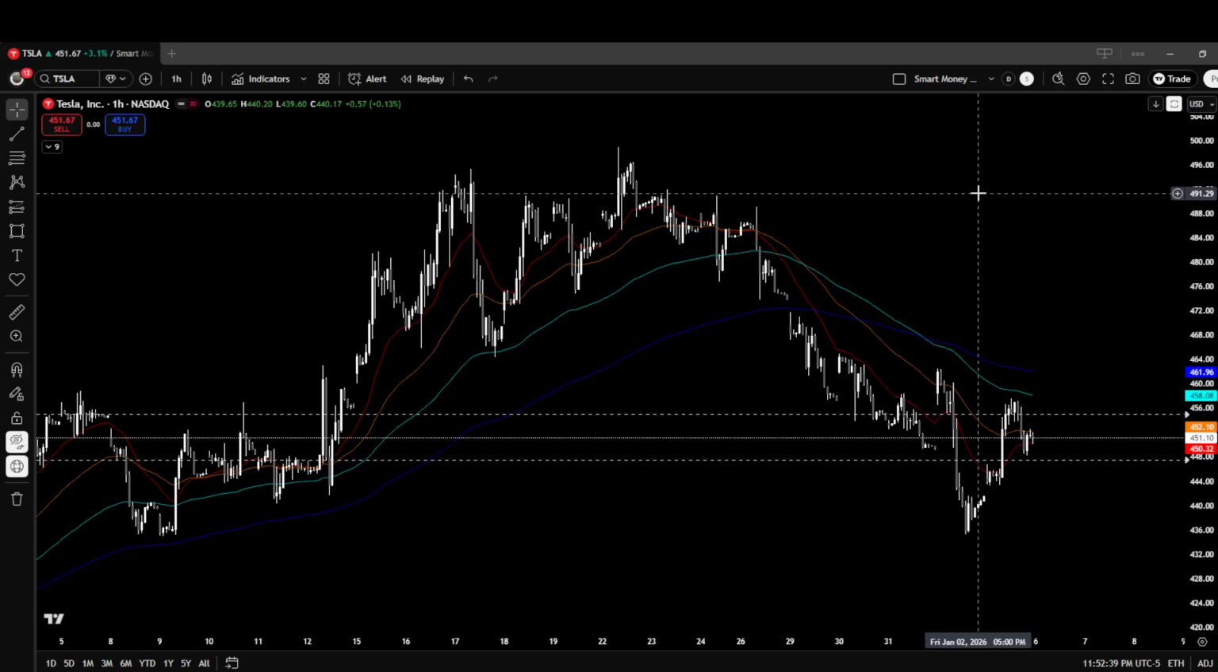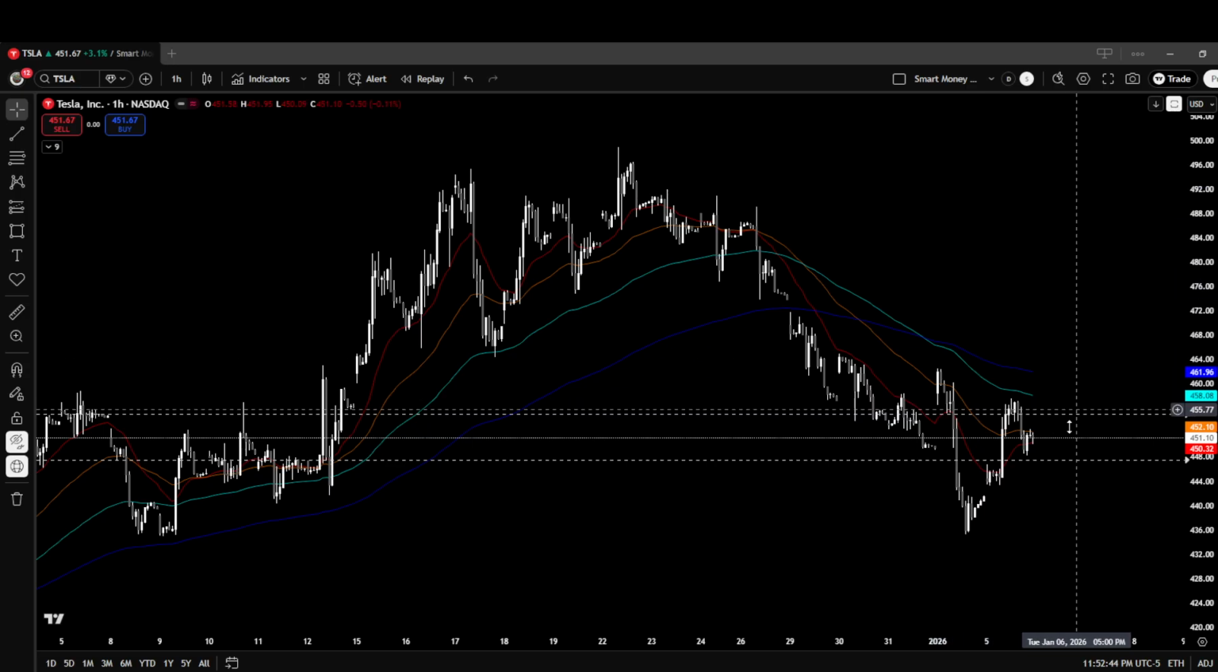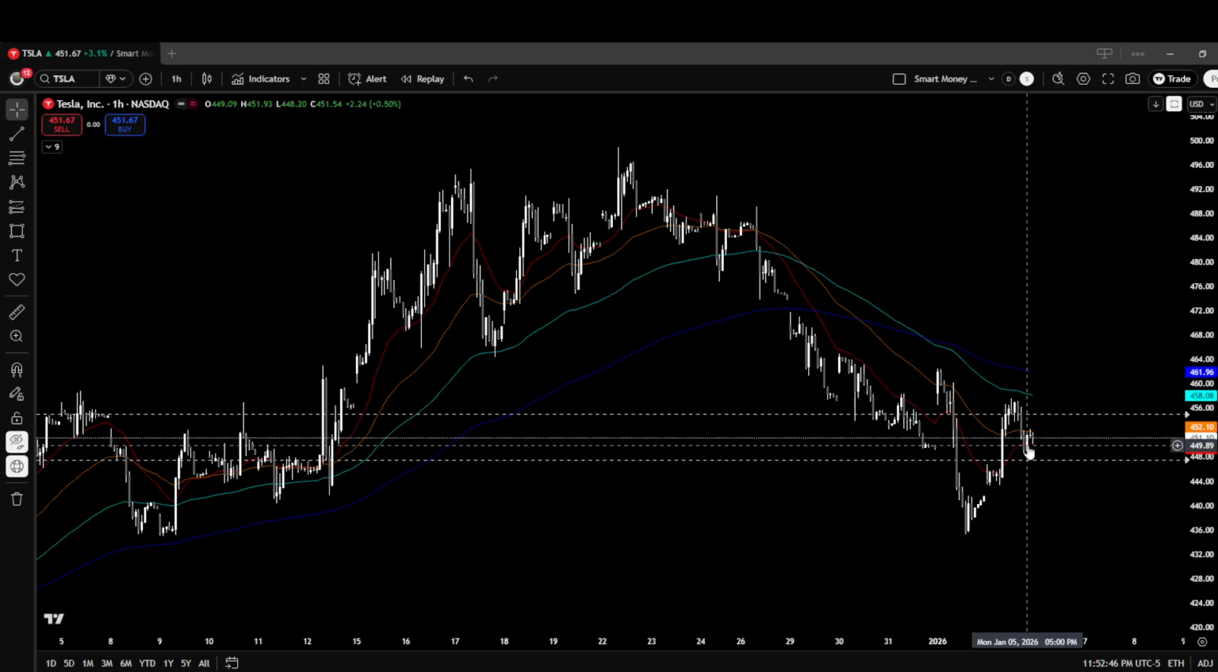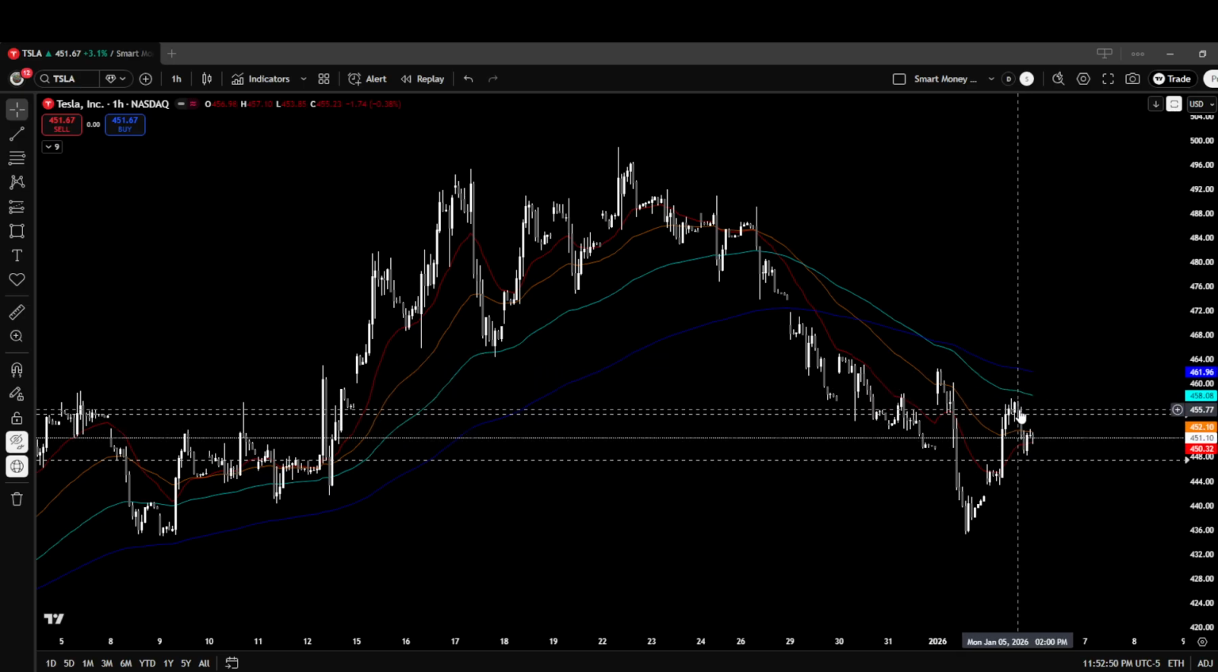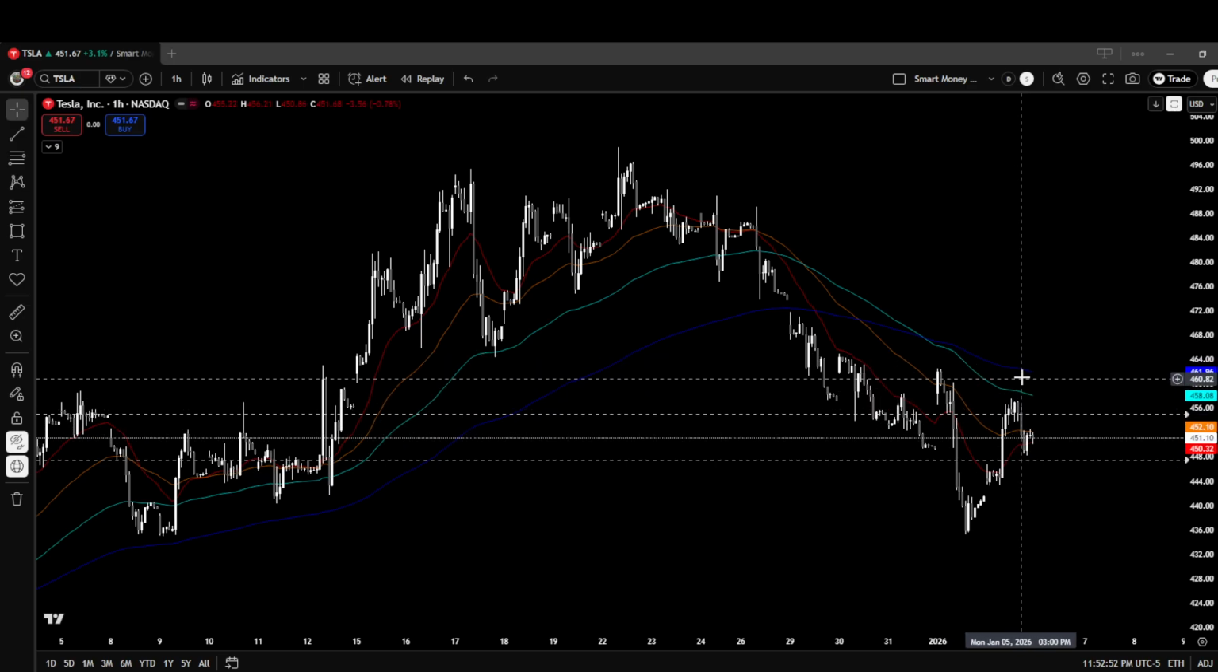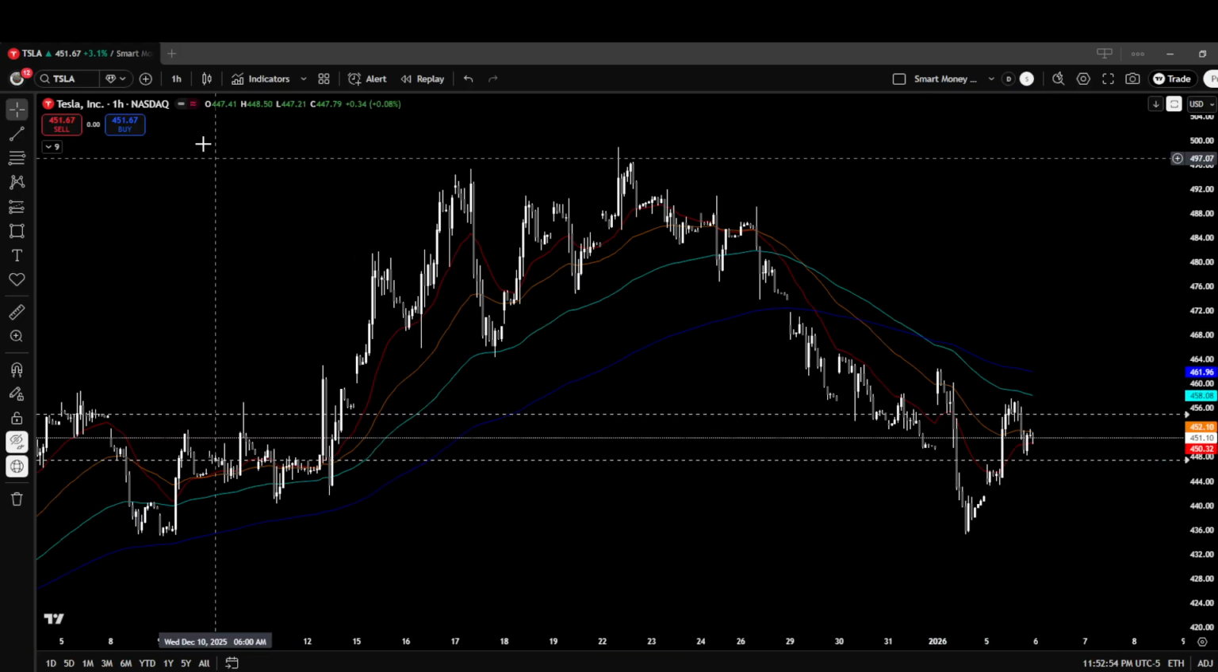Likely the next time around, we'll break it when we do get up there. But again, right now, if we were to give up the 20 period again, we have this downward pressure of the 50, the 100, and the 200 period moving average on the 1 hour chart.